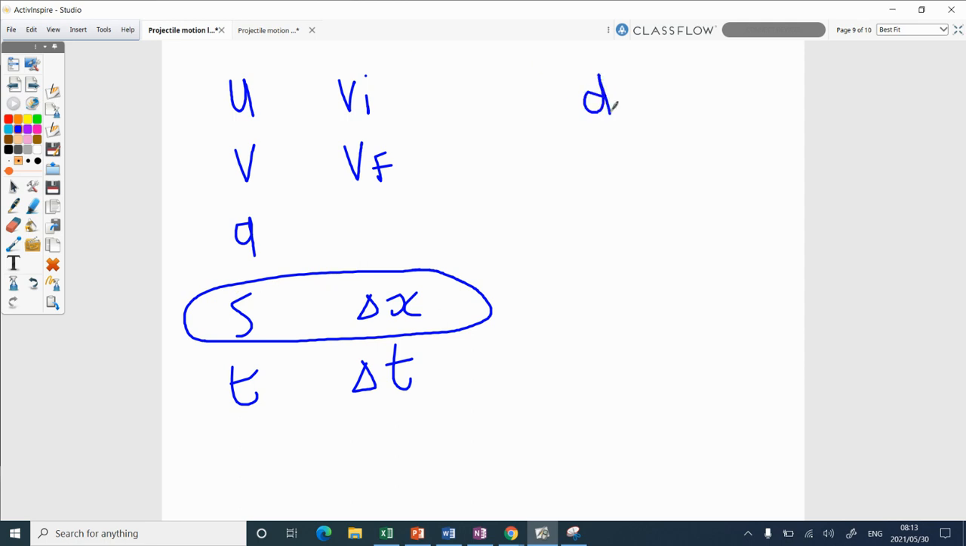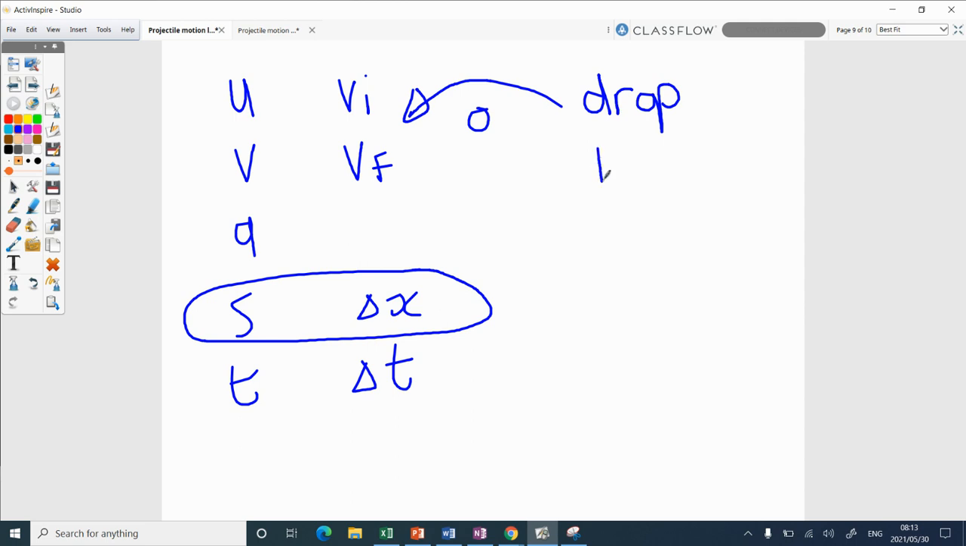Okay, so then the first word that you have to look for is if it says drop, what do you know? Okay, so you know that initial velocity is going to be 0. Okay, so if they don't say drop, don't assume dropping. Okay, obviously if they say fall, then it's like dropping.